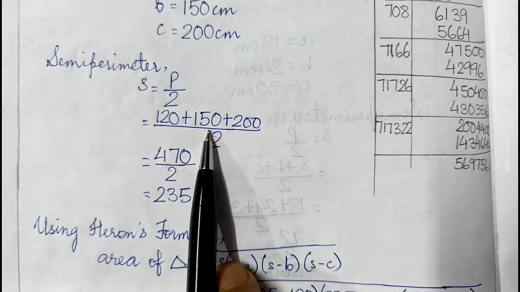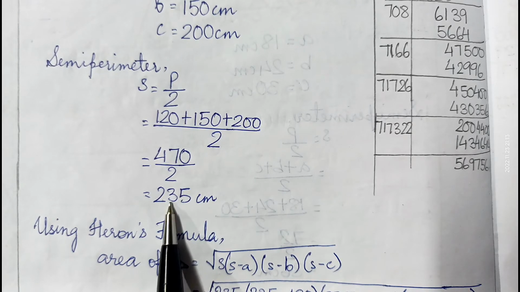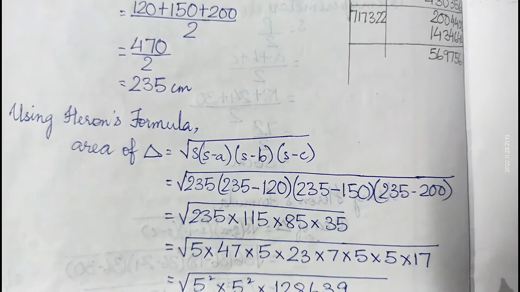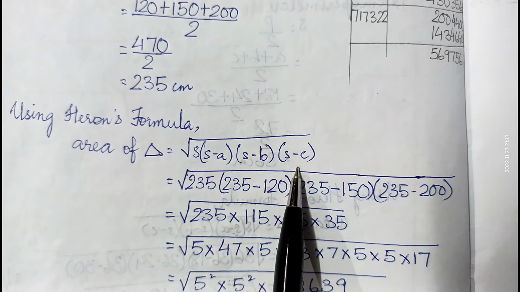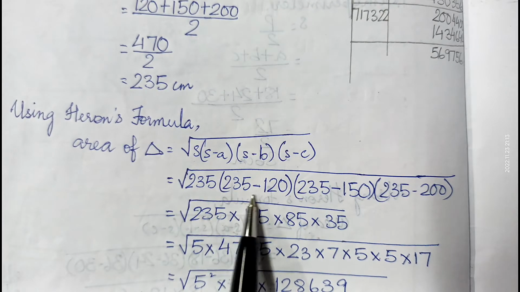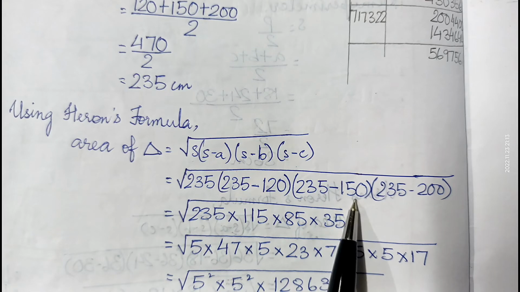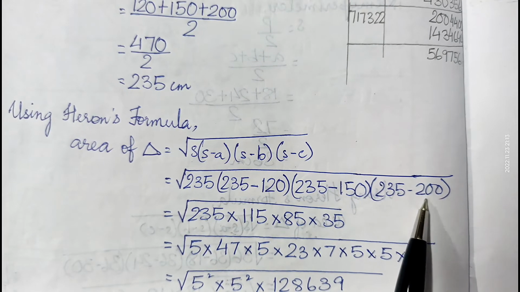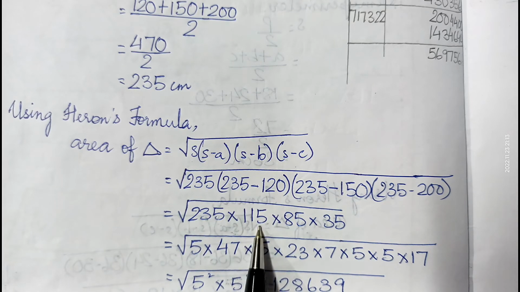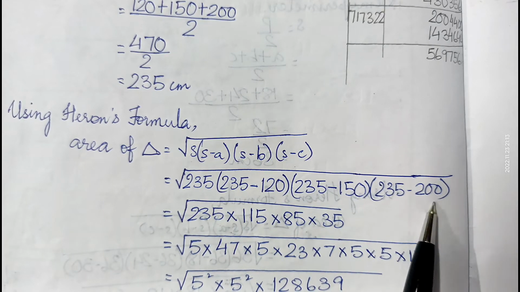So (120 plus 150 plus 200) divided by 2. After adding it will be 470 by 2. So it will be 235 centimeter. Now using Heron's formula, area of the triangle will be root over S, S minus A, S minus B, S minus C. S we got 235. S minus A is 235 minus 120 because A we have considered 120. 235 minus 150, where 150 we have considered B, and 235 minus 200 which is C. Now 235 minus 120 will be 115. 235 minus 150 will give 85, and 235 minus 200 will give 35.